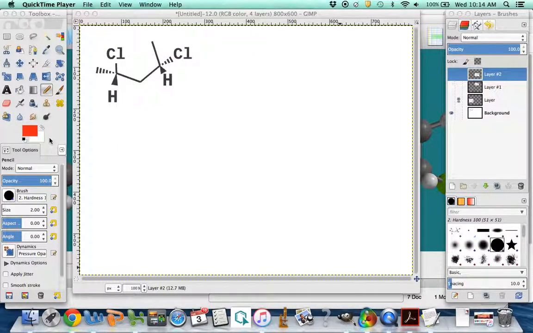Okay, this video is going to talk a little bit about the concept of a meso compound. Now, a meso compound is a special type of stereoisomer, and it's important for you to think about the presence of a meso compound when you're considering diastereomers. So here's a molecule we're going to look at.